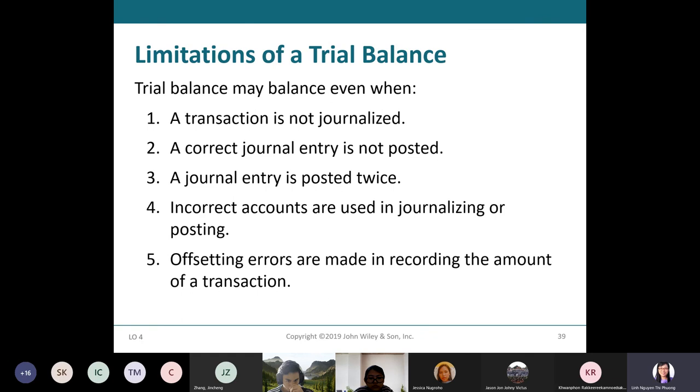The limitation of the trial balance is that sometimes if we forgot to record a journal, it's still balanced, okay? And sometimes the correct journal is posted twice, or the amount is wrong. It is still difficult to find out this mistake. Also, incorrect accounts are used in journalizing or posting. For example, if you use cash instead of accounts receivable, it's very difficult to find it because it's still an asset, right? And sometimes the errors offset each other. So these are the limitations of the trial balance. It helps us find mistakes sometimes, but sometimes it's also very difficult if we have some mistakes like this. Okay, that is all for chapter 2.